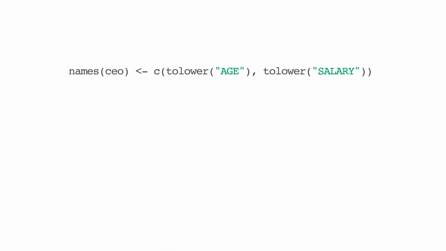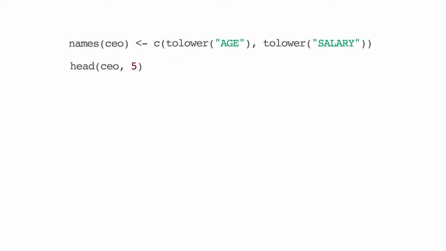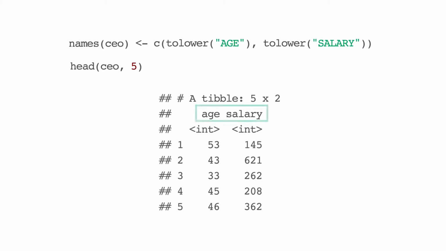Instead of capitalized age and salary in our CEO dataset, we can make them lowercase. We could either hard code the new names or use the function called toLower to transform all those variable names into lowercase. We can view the output by using the head function. Here we'll see the first 5 rows of data.